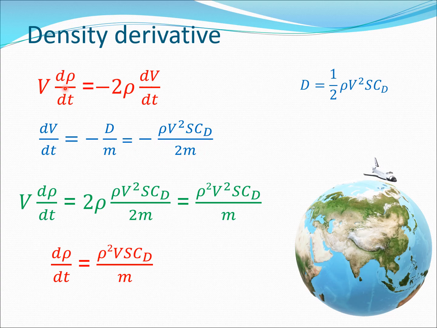Now what I do is I take this equation here, v d rho by dt, and on the right hand side I substitute this dv by dt which I just obtained. So I substituted that here. The two negative signs resulted in a positive sign, and then after some cancellations I get this equation here. The 2 cancels out, and so I get rho square v square scd by m. Now from this equation I can write straight away that d rho by dt is rho square v scd by m. So I obtained a very nice expression for the density derivative which we are going to use further.